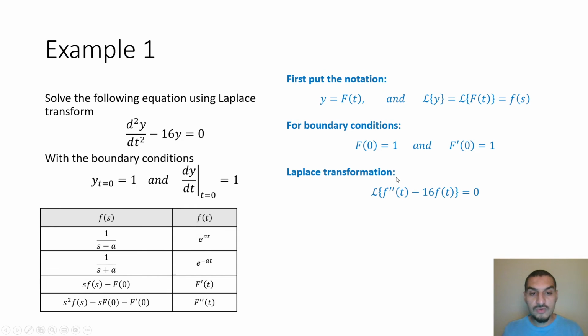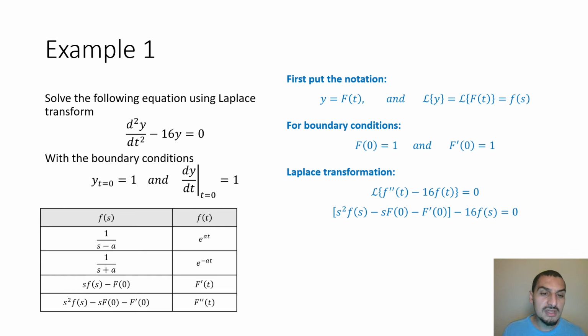Now let's take a look at the table. What is the transform of this f double dash? You'll see it's s squared multiplied by F minus s multiplied by f of 0 minus f dash of 0. And f of t will be transformed into F of s. This is how we transform it.